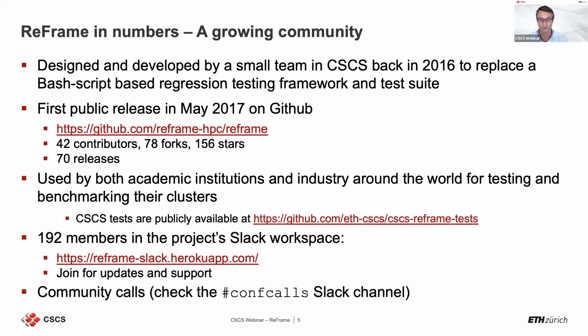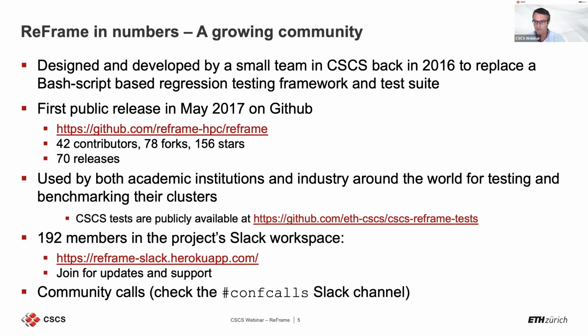So now we have like 42 contributors. Of course, they're not all CSCS. It has a growing community, 78 forks and already 156 stars and several releases. It is used both by academic institutions like us, university clusters, or labs in the US, big labs, or CSCS supercomputing centers, as well as industry around the world, who use it also for performance exploration, both in the, let's say, classical, traditional HPC, but also in the cloud.